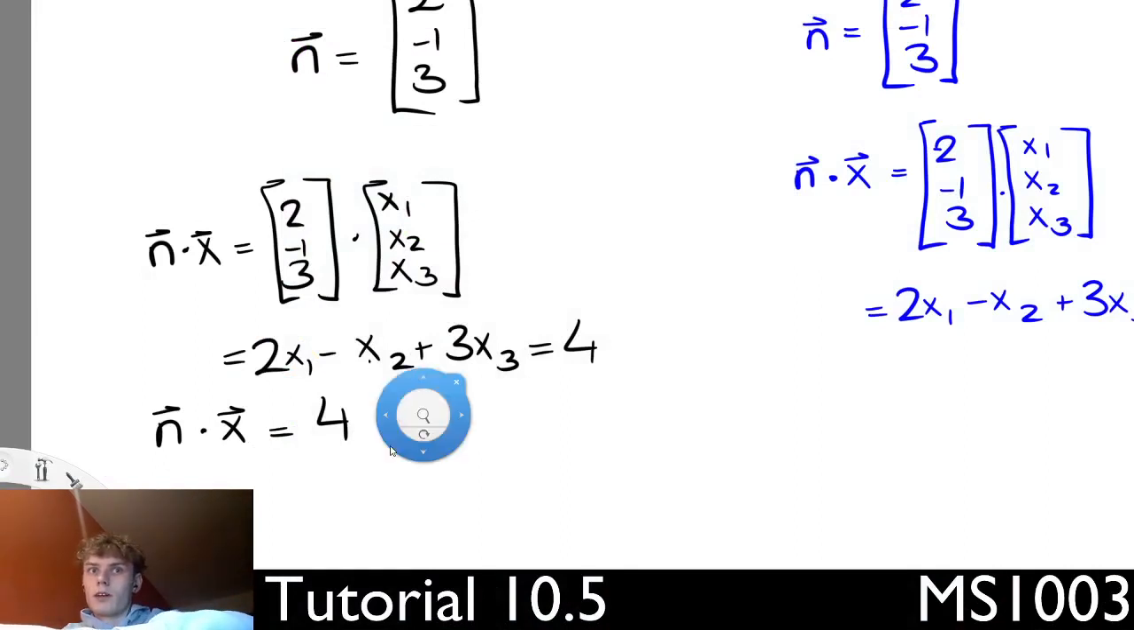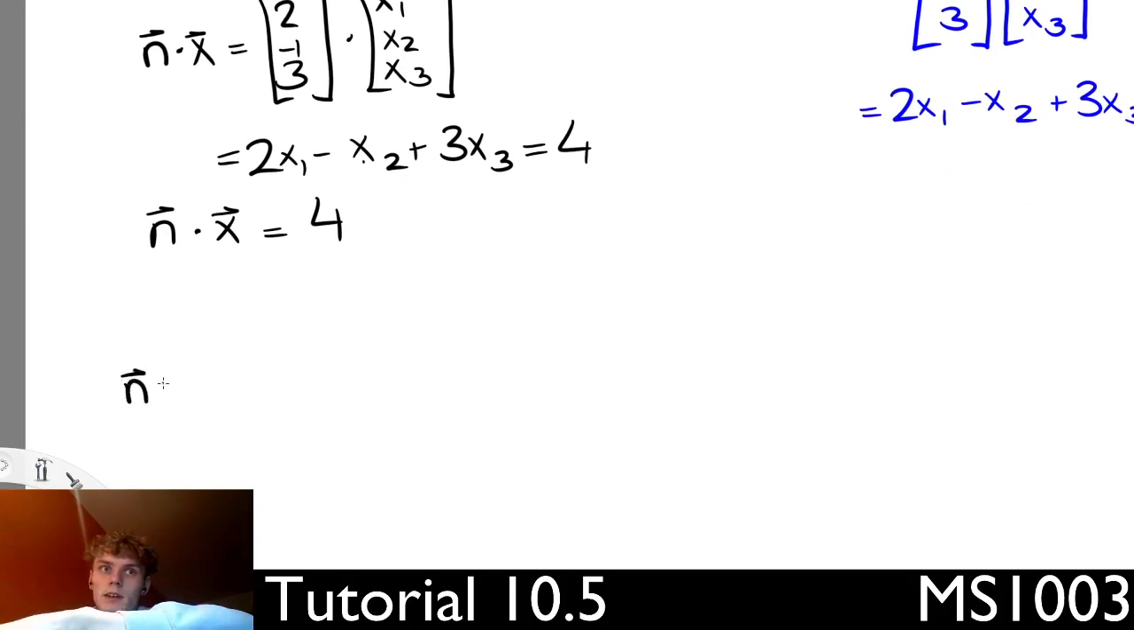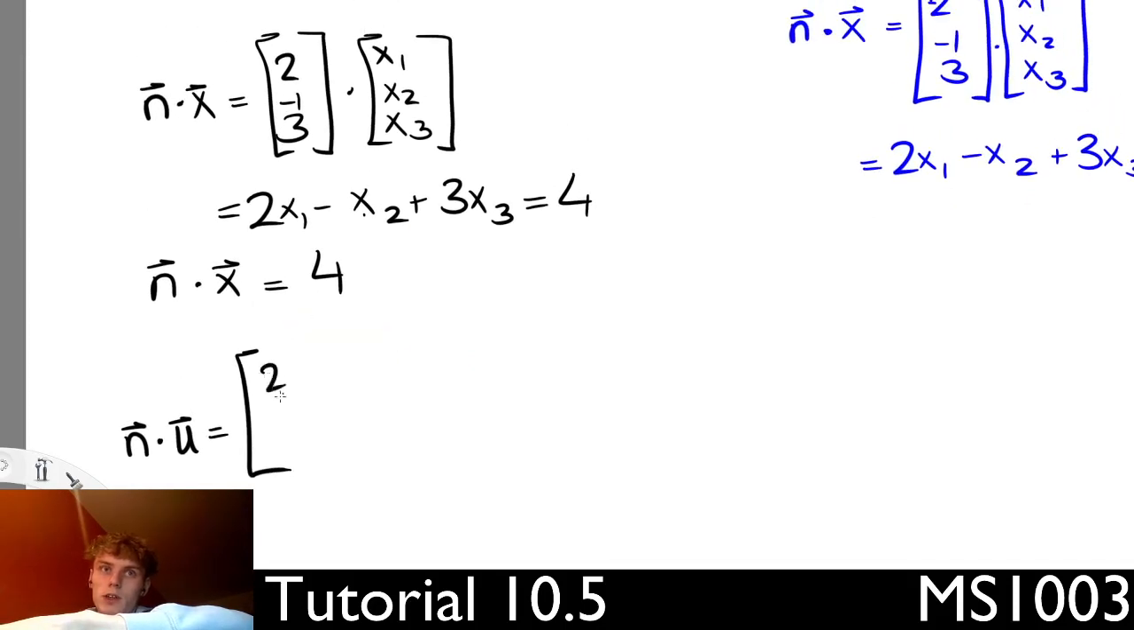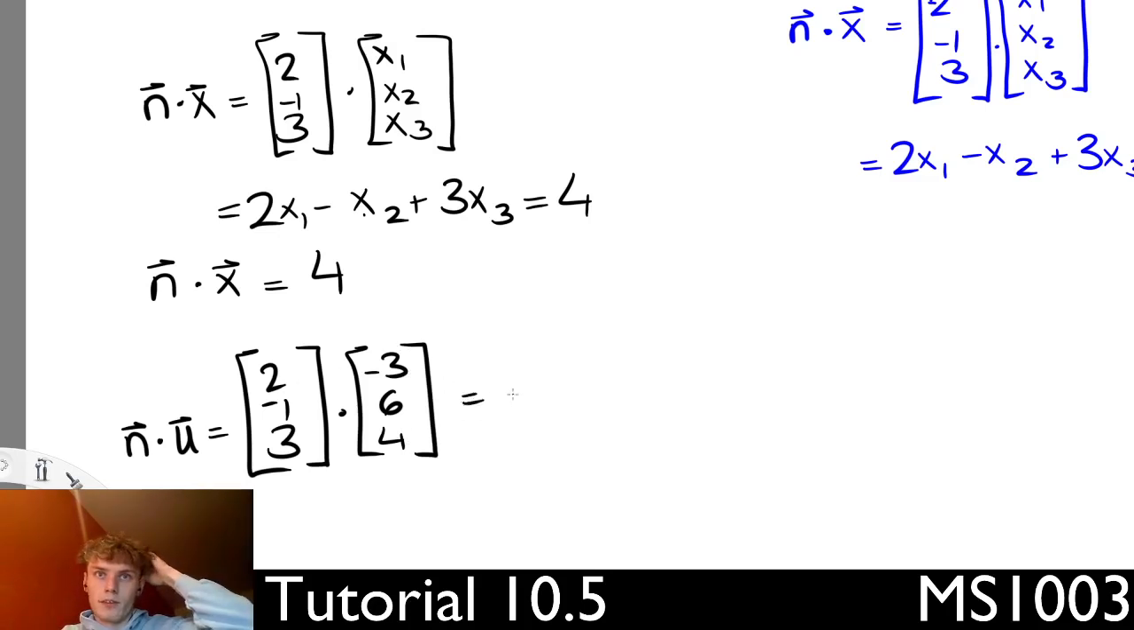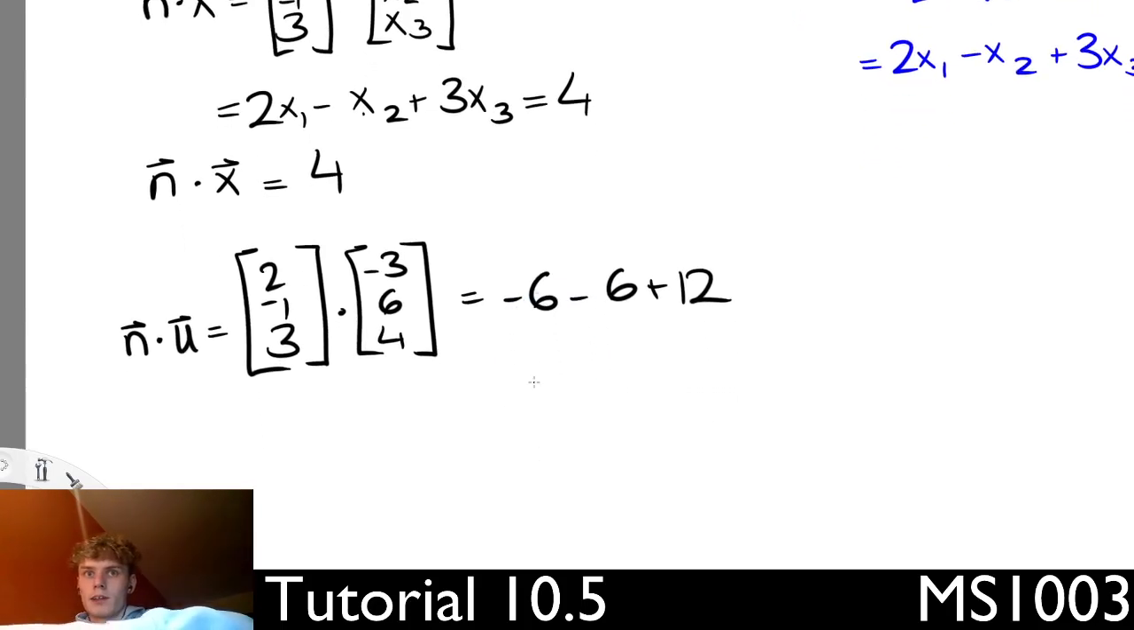Jump back into Sketchpad. So now, if I take n and I dot it with the u vector that I've just found, that's going to be 2, -1, 3 dot -3, 6, 4. And so this is equal to 2 times -3, which is -6. -1 times 6 is another -6. And 3 times 4 is 12. And you can see that this, in fact, equals 0, like we want. So there's nothing wrong happening here.